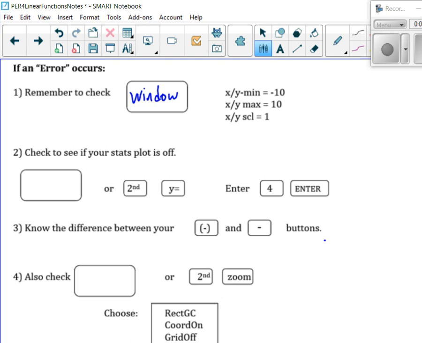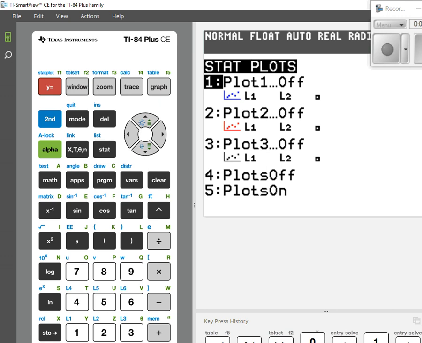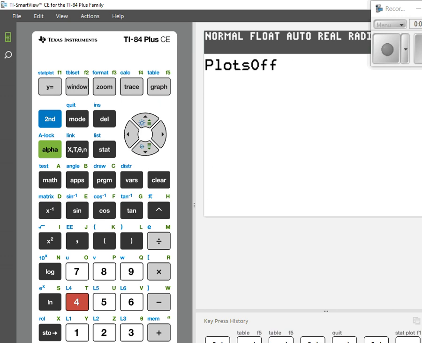If you have your stat plot on, it gives you an error when you're trying to do the graphing features. To check if your stat plot is on, do you remember how to go to your stat plot? You see your stat plot right here, second y equals? Make sure they're all off, right? I think if you press 4, it'll turn everything off. Is that right? Let's try it. Then enter, and they're all off. I think that's a new feature.